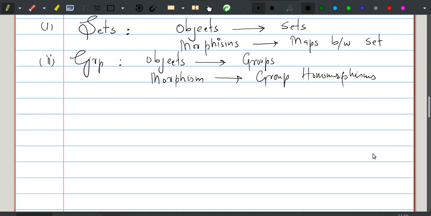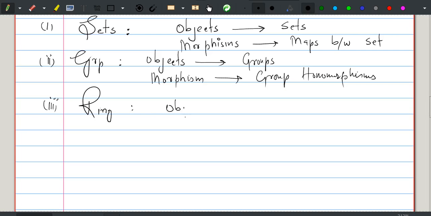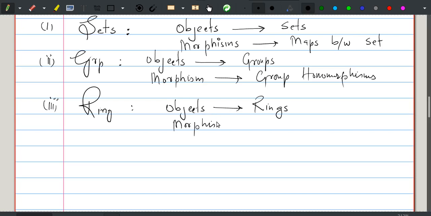And then we have the category of rings. So similarly, objects here are rings, and morphisms are ring homomorphisms.